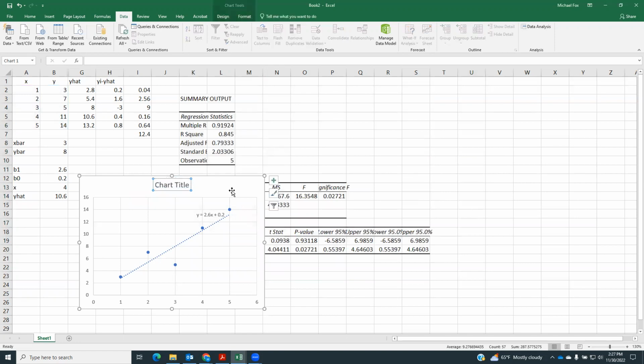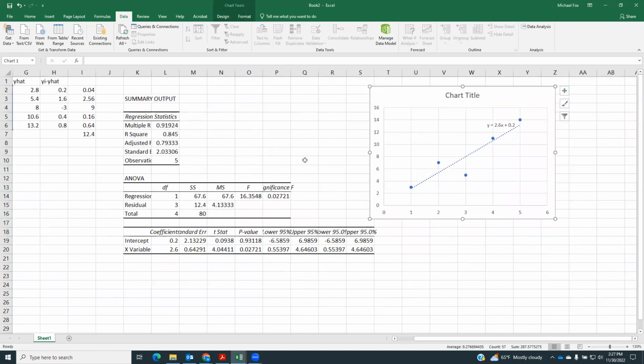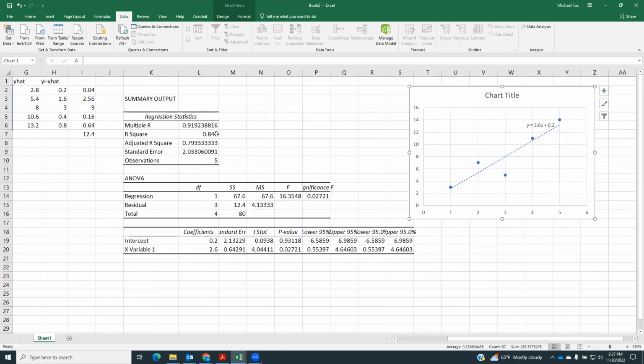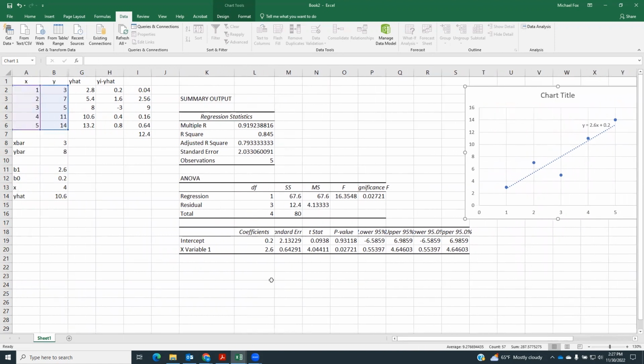Whoops. I'm just going to move my chart out of the way for a minute so I can show you this. So this is the summary output from a regression analysis, and it comes up with some pretty cool stuff. Let's see if I can show you some of the stuff we just calculated, like our sum of squares error. Remember, I told you it calls it sum of squares residual, meaning it's the difference between what we actually observed and what we expected or estimated we would observe.